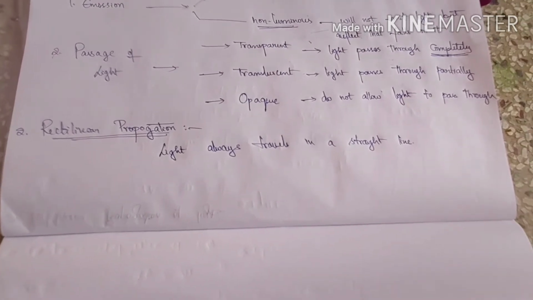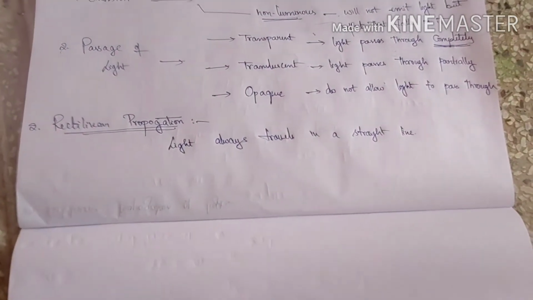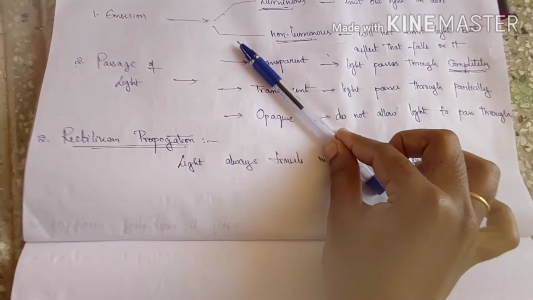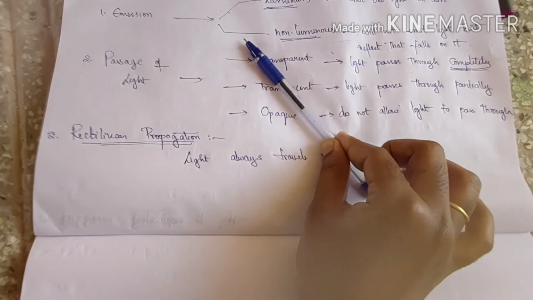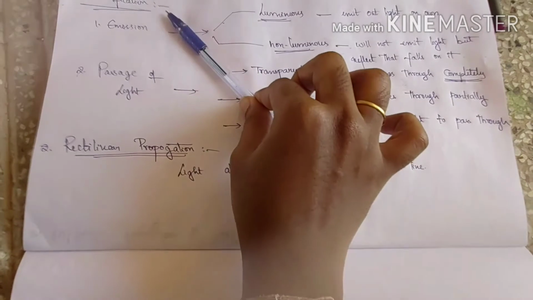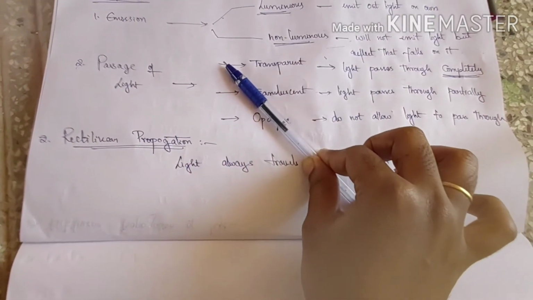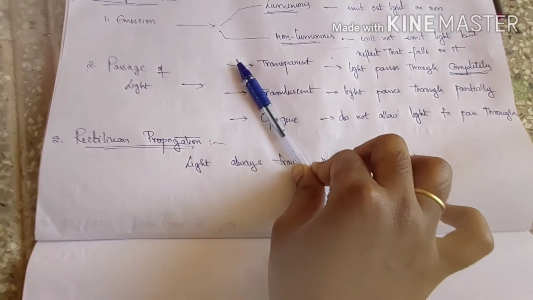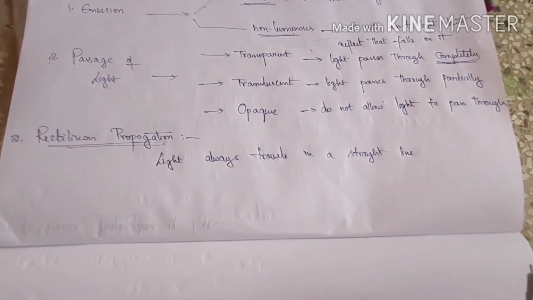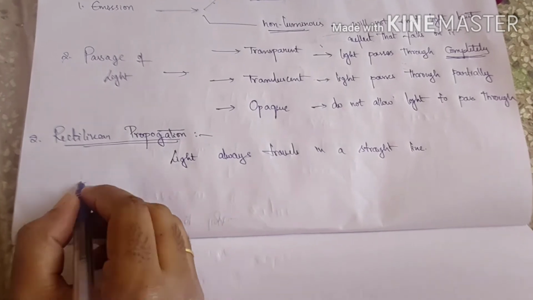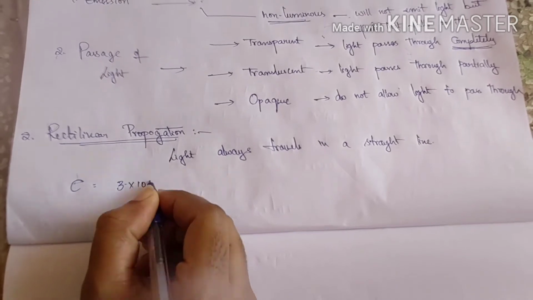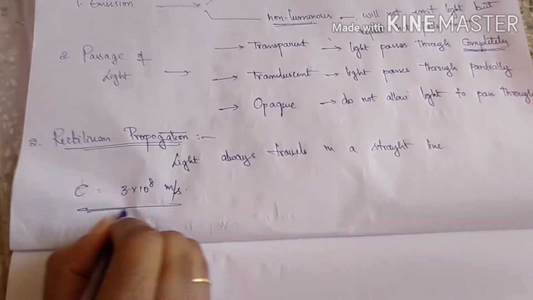Let's take light traveling from the air medium to the water medium, then it will bend. If the light is traveling like this, it deviates its path when it enters the oil medium. But it will never go like this. At the change of medium it will go either this way or this way. So light always travels in a straight line, called rectilinear propagation of light, and the speed of light is written as c equals 3 into 10 power 8 meters per second.